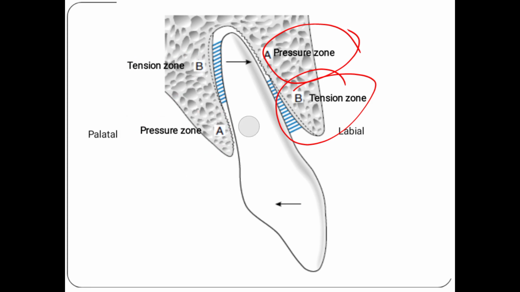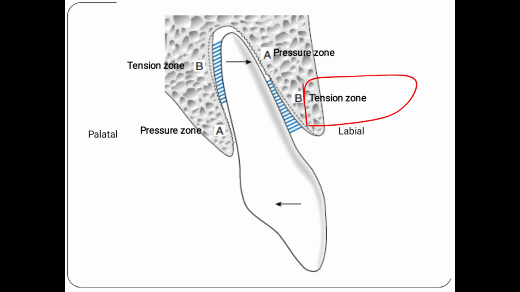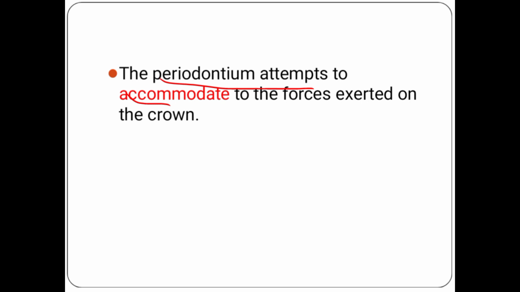So always remember, when there is tension, there is formation of bone. This is very important. And when there is pressure, there is resorption of bone. You can also see this in the picture. Now here, the periodontium attempts to accommodate the forces that are exerted on the crown. Accommodate means it has the capacity to tolerate the forces that are exerted on the crown.